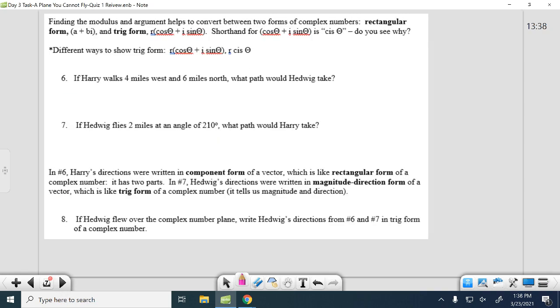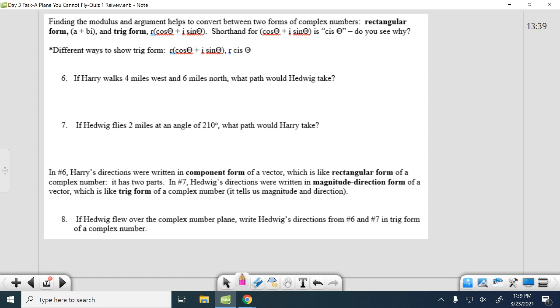All right, here we go. Now we're going back into Harry Potter world. So again, using the modulus and argument, converting between the forms of rectangular and trig, or you can use the shorthand if you choose. We are going to show different ways to do these.